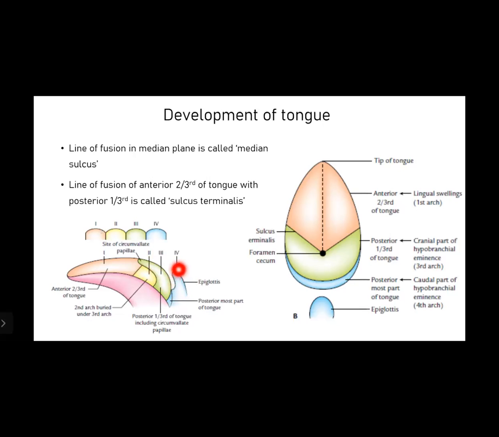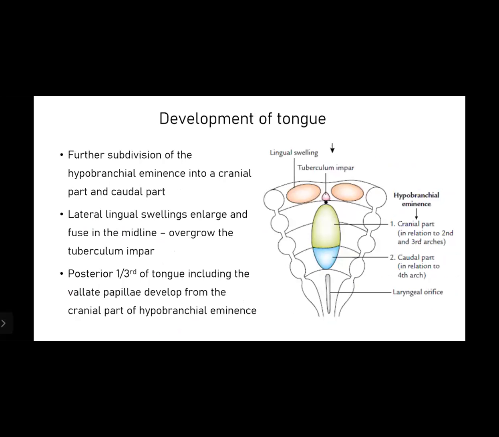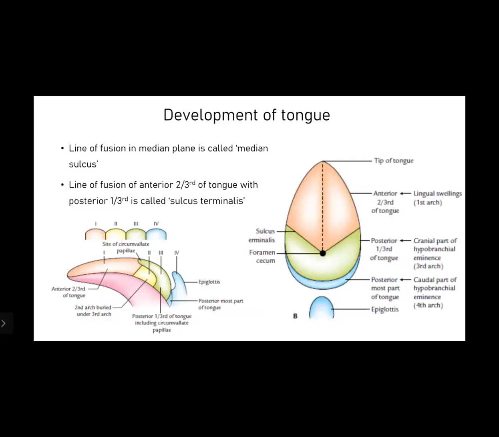Now, what happens to the caudal part of the hypobranchial eminence? That contributes to the formation of what we call the epiglottis. The epiglottis is very important, because that is what helps channel the food into the esophagus and the air into the larynx, trachea and bronchi.